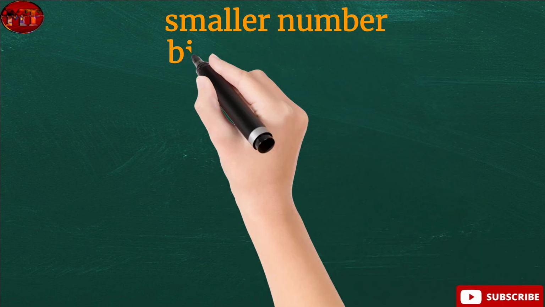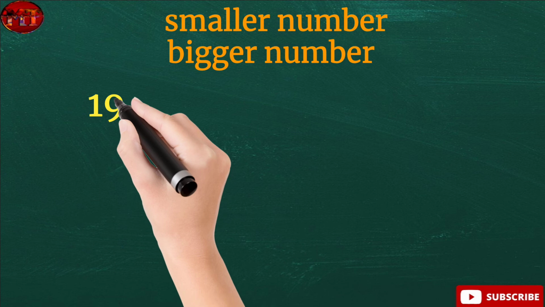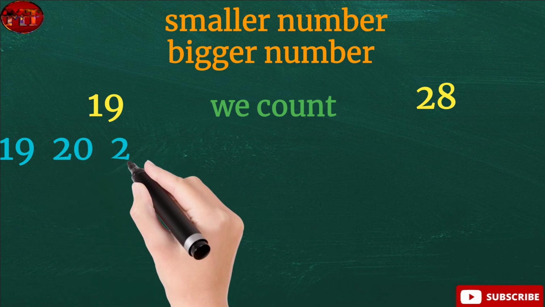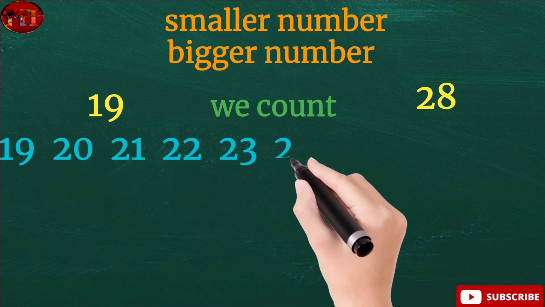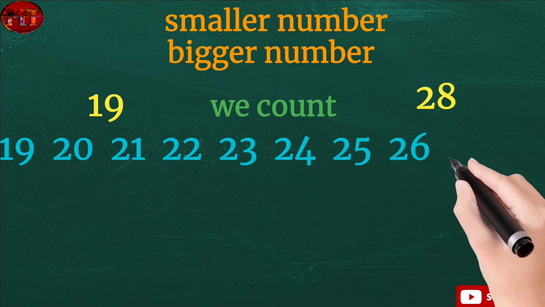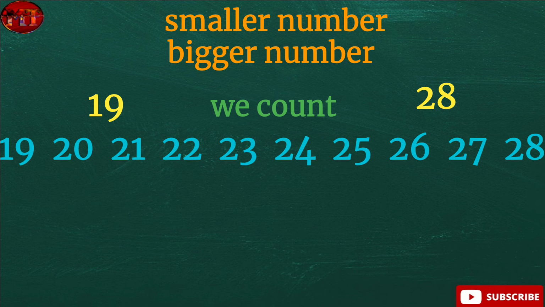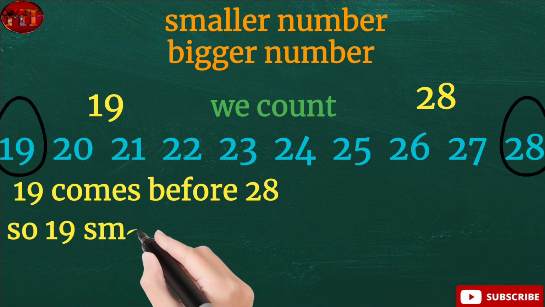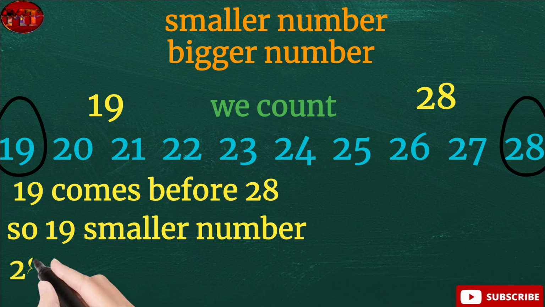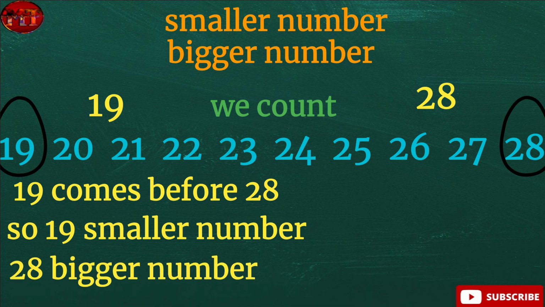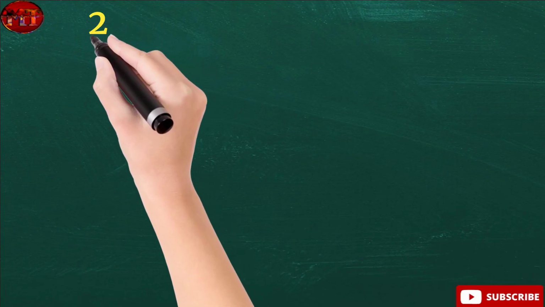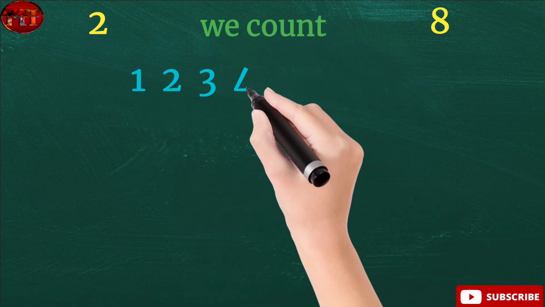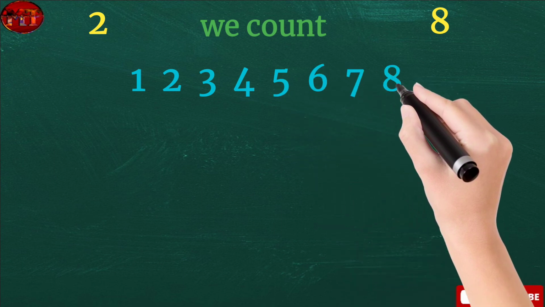Smaller number, bigger number. 19, 28. We count 19, 20, 21, 22, 23, 24, 25, 26, 27, 28. 19 comes before 28. So, 19 is the smaller number and 28 is the bigger number. 2, 8. We count 1, 2, 3, 4, 5, 6, 7, 8.